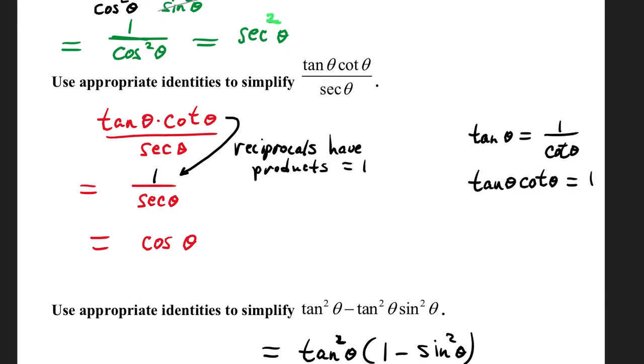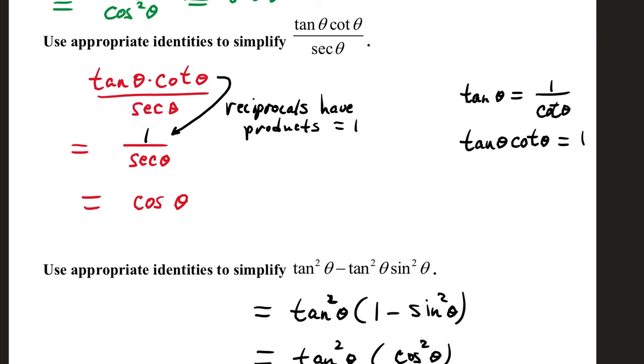And for our third example, use appropriate identities to simplify tangent theta, cotangent theta over secant theta. Remember, these are reciprocals, and reciprocals have a product of 1. 1 over secant theta is cosine theta, and that's from the reciprocal identities as well. But just make a note, if you ever spot the product of reciprocals, your answer is always going to be 1. And that's even true with numerical values like 5 times 1/5 or 7 times 1/7. You're always going to get a product of 1.